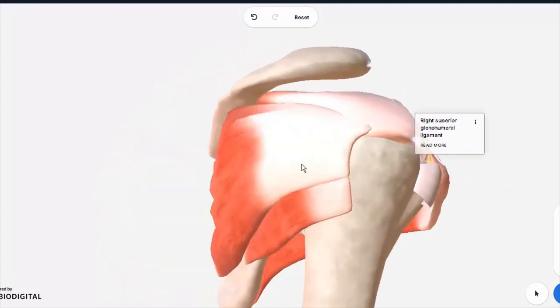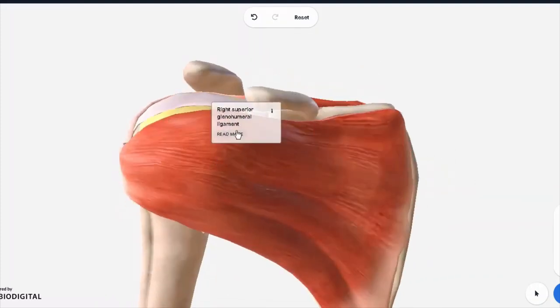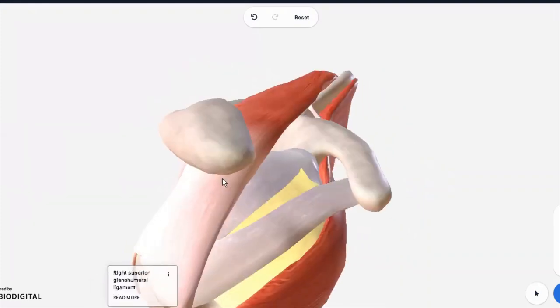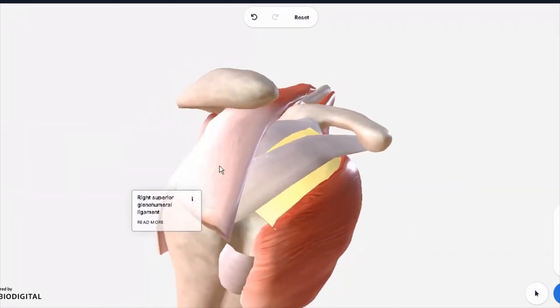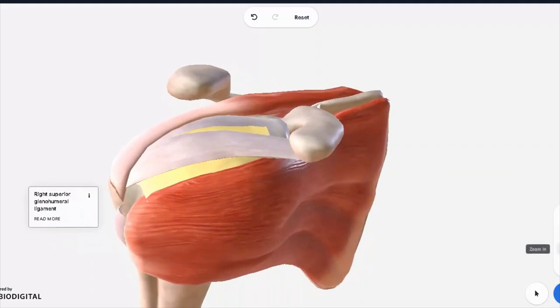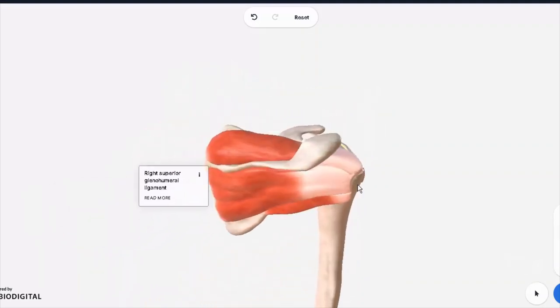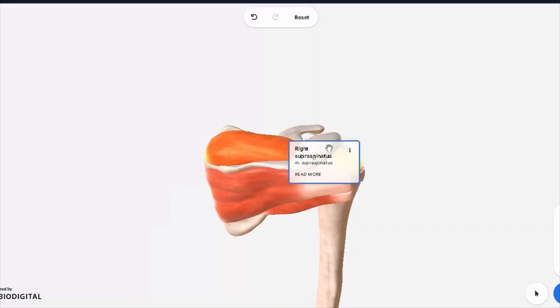Let's look at the muscles first before we get to the joint. The rotator cuff muscles, the best way to remember is by using the acronym SITS. S-I-T-S. So the first S is actually your supraspinatus, in the supraspinatus fossa.